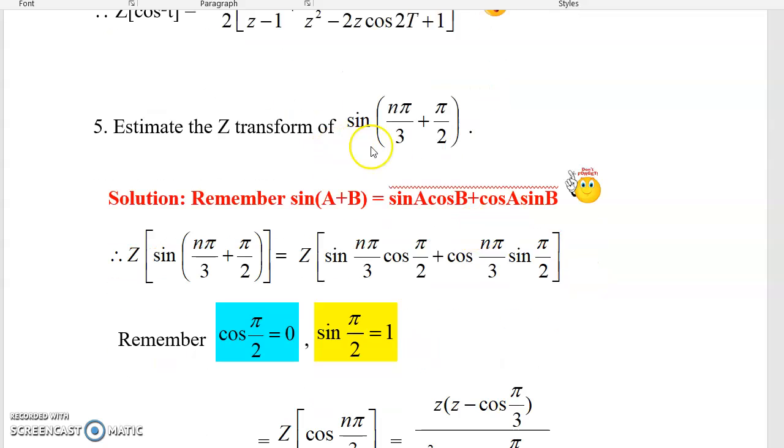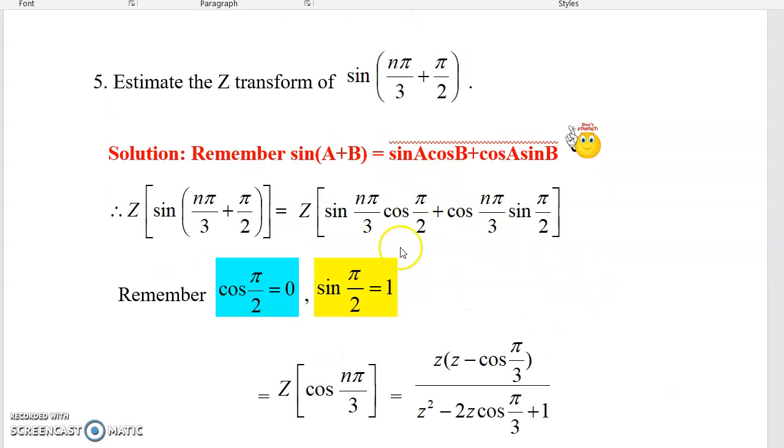So here this is of the form sine of a plus b. So we are making use of sine of a plus b formula, which is sine a cos b plus cos a sine b. So first transform this z transform of sine of n pi by 3 plus pi by 2 using the sine a plus b formula. So it is z transform of sine a cos b plus cos a sine b. So here a means n pi by 3, b means pi by 2. So making use of this a and this b, using this formula, we have rewritten this term like this.